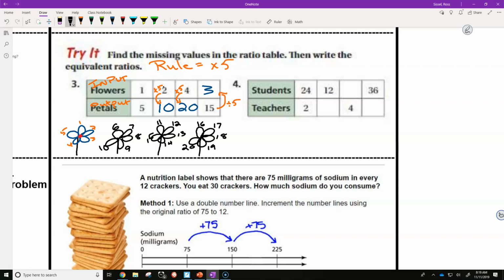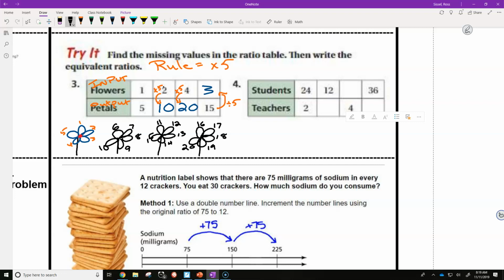Now, do I probably want to draw a picture on the students and teachers? I can. But I see right away one of my numbers is 36, and I'm not going to draw 36 of something. Alright. Let's see. Who else can tell me the answer?